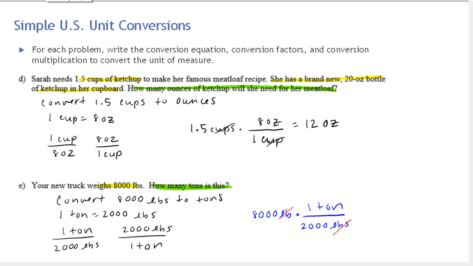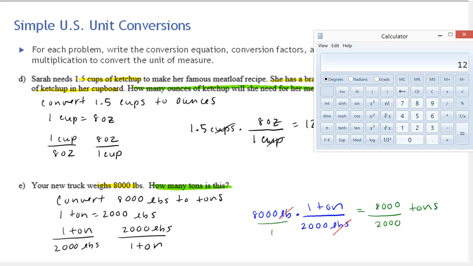Notice in this case, this is what I was referring to before, the numerator we have 8,000 times 1 is 8,000. The denominator, you can think of this over 1 if you want, is going to be 2,000. And our result is going to be tons. But notice we didn't multiply by the 2,000. In this case, we needed to divide by it via this fraction with the 2,000 in the denominator. This is going to be 4, but we can check it. 8,000 divided by 2,000 is 4 tons.